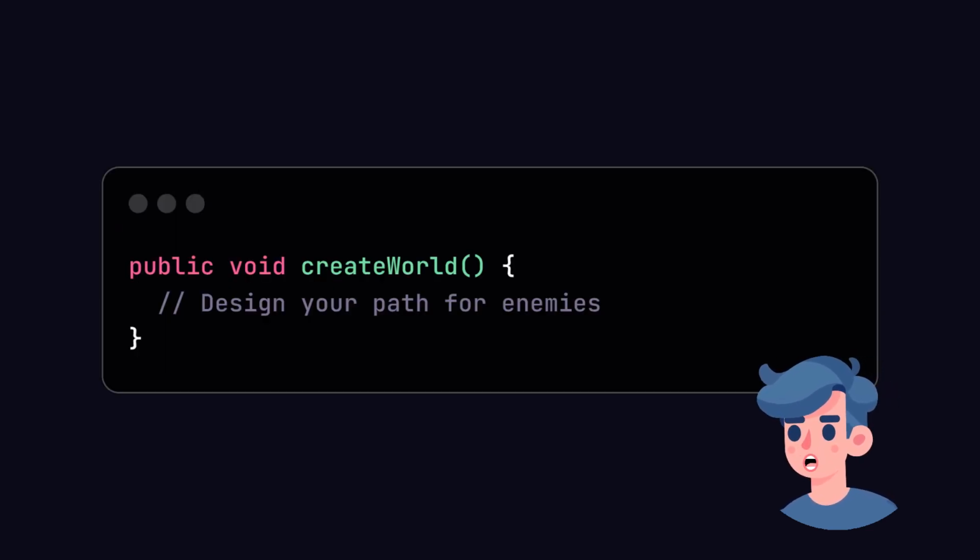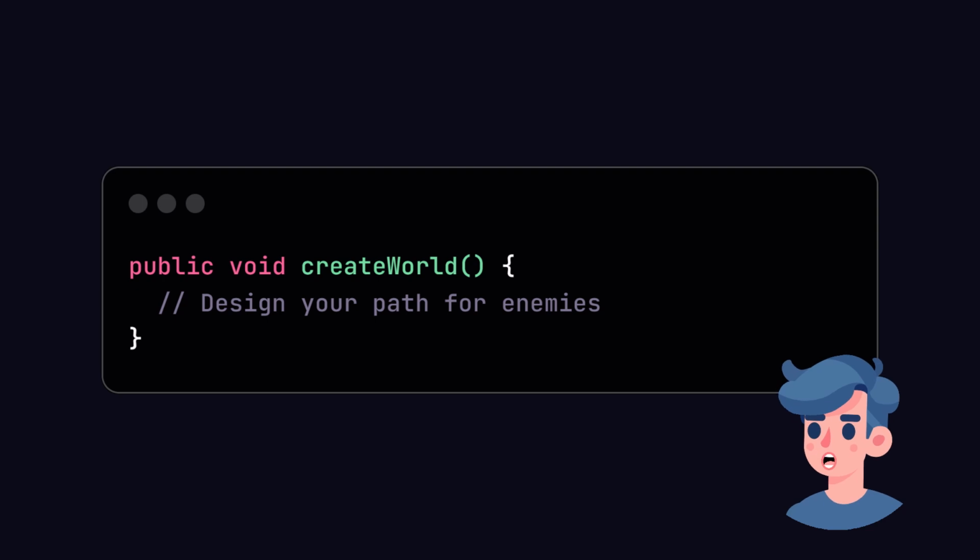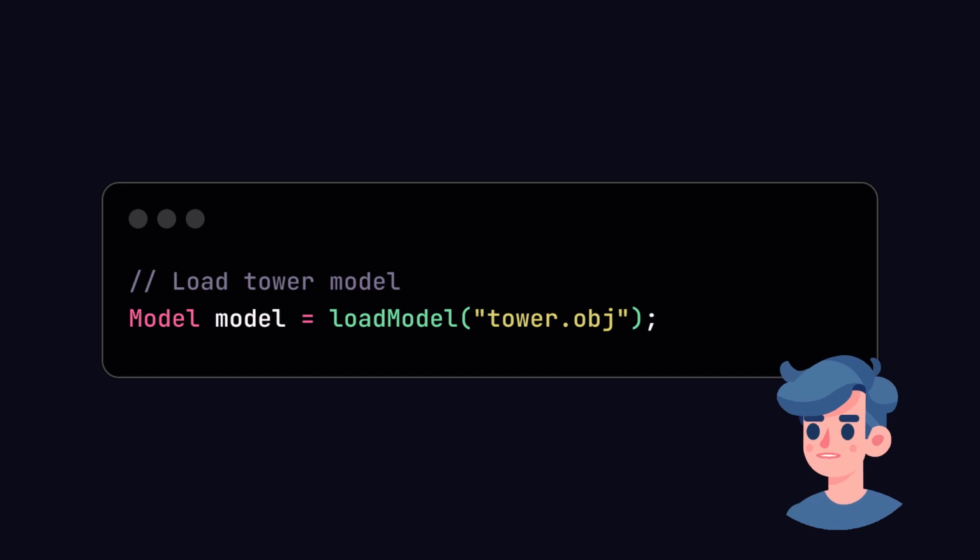Next, let's create our game world. Since this is a tower defense game, we need to design the path along which the enemies will move. For our tower, we need to create a simple 3D model. We recommend using a tool like Blender to create a basic tower model and export it as an OBJ file. This can give us flexibility in visual design.